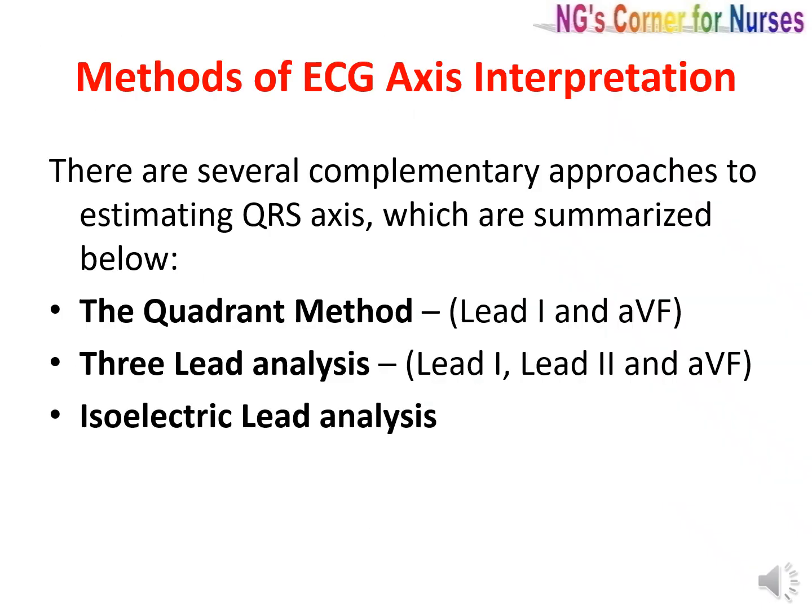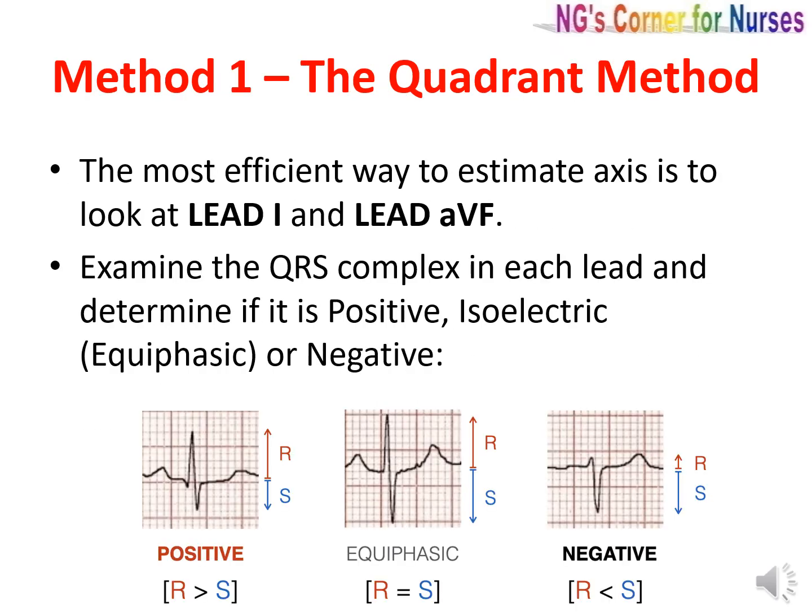There are several complementary approaches to estimating the QRS axis, and it can be done by these three methods: the quadrant method, three-lead analysis method and isoelectric lead analysis method. Now we will discuss each method in details. So first is the quadrant method.